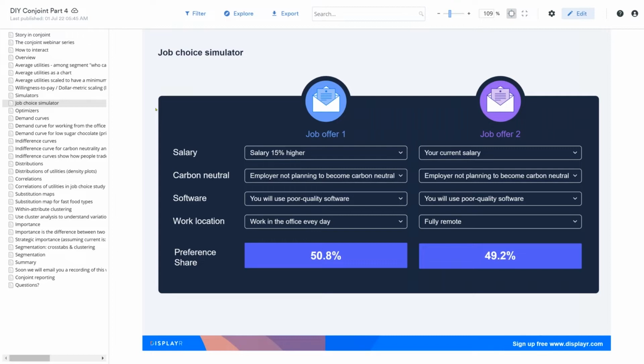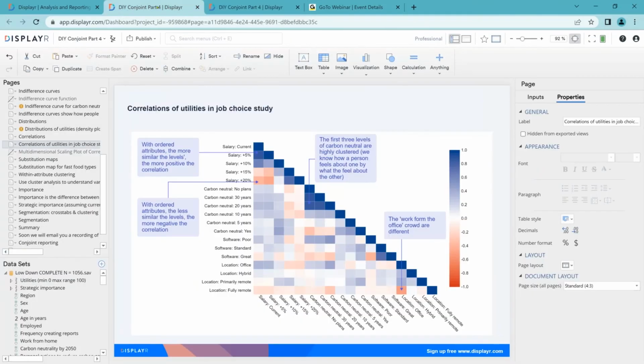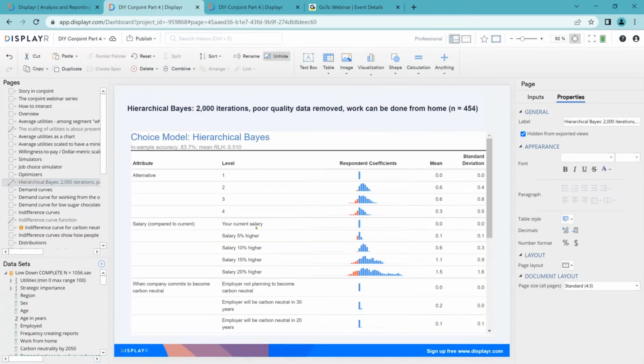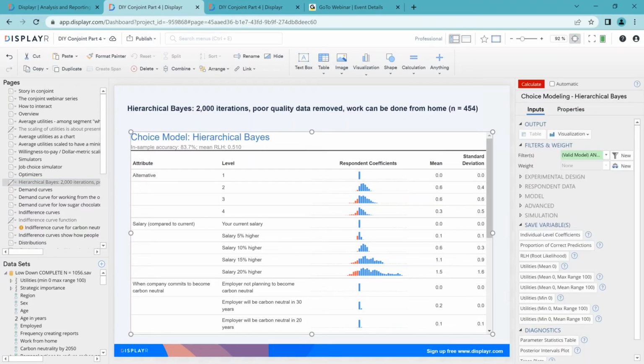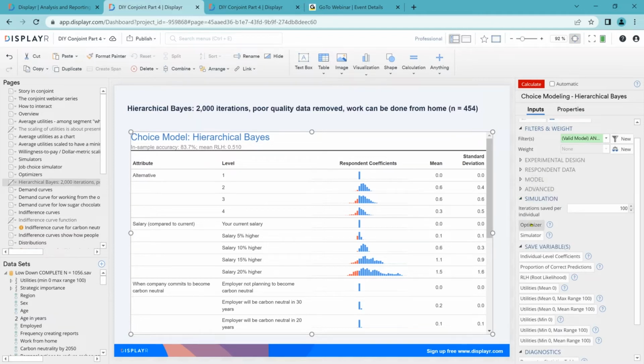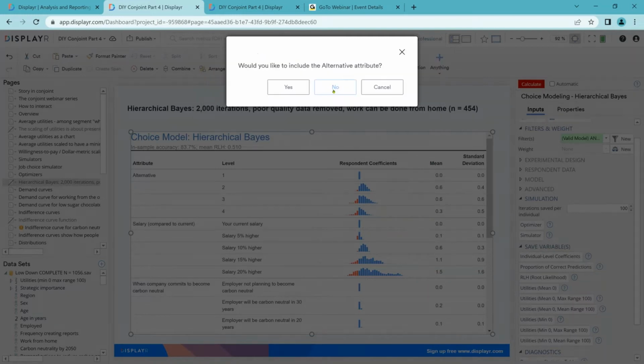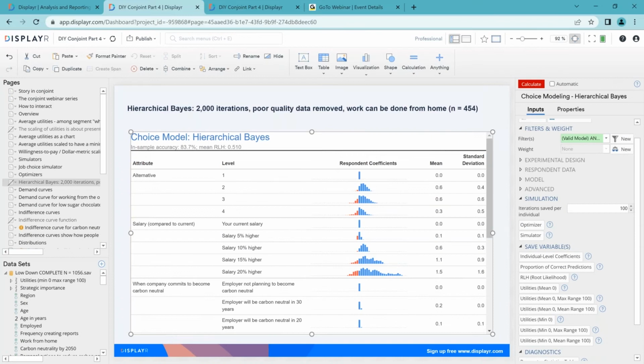Now, simulators work great when you've got a specific set of scenarios you want to run, like I have here. A different situation, which is pretty common, is when you have lots of scenarios you want to run, too many to look at. To do this, you create something called an optimizer. Now, this is how we create the simulator as well. I click on the output from my model and I go into simulation and click optimizer. I'm going to just do two alternatives again. And now Displayr will build for us an optimizer.